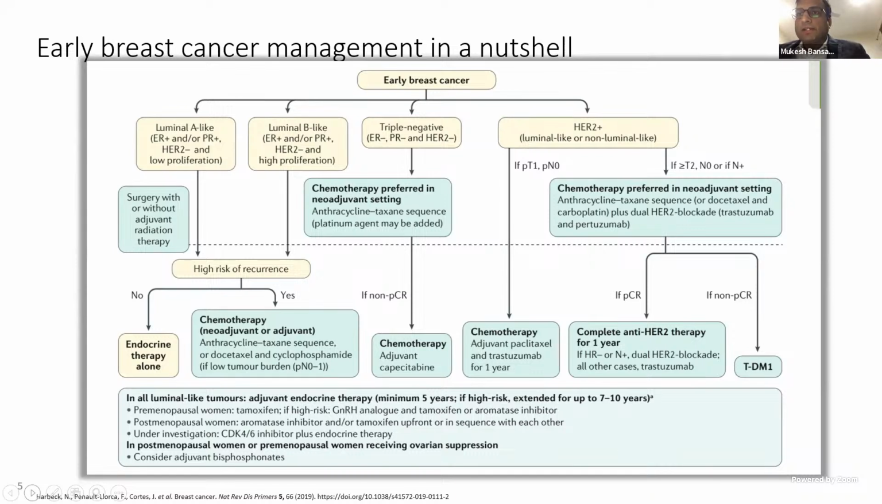If we come to the triple negative type, chemotherapy is usually preferred in the neoadjuvant setting, which may be an anthracycline taxane sequence, and platinums may be added. If the patient doesn't achieve a pathological complete response, then the current indication is adjuvant capecitabine. Coming to HER2 positive disease, usually again neoadjuvant therapy is preferred, chemotherapy in combination with dual or single HER2 blockade. If the patient achieves a PCR, we complete the anti-HER2 therapy for 1 year. If the patient doesn't achieve a PCR, then the indication is to go for TDM1.